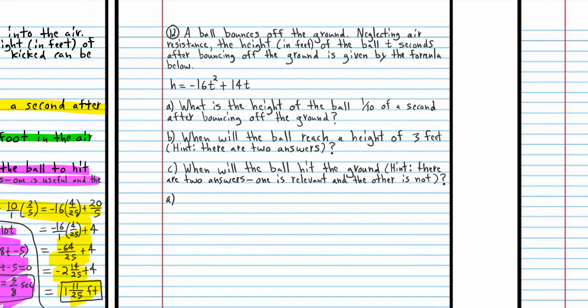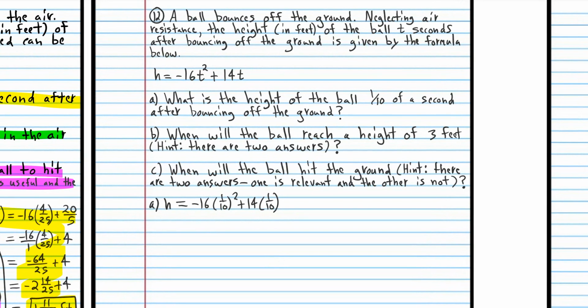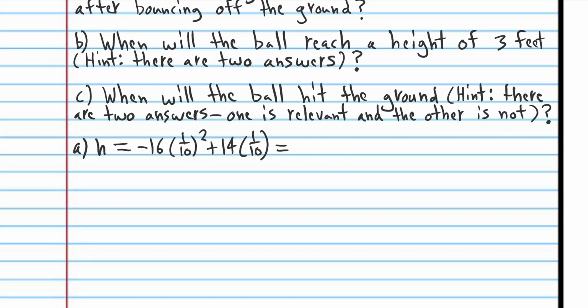So part A is pretty straightforward. We just want to find the height after 1/10 of a second has passed. 1/10 of a second squared is 1 over 100. I'm not going to do every step there because we don't have time for that. And 14 times 1/10 is 7/5.